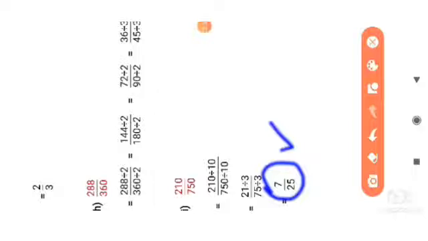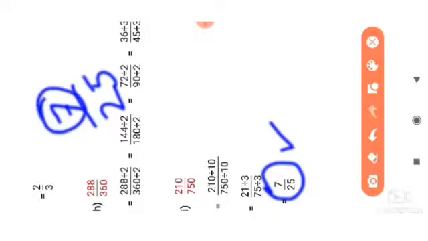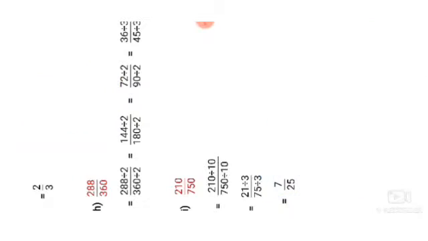So 7 by 25, 7 and 25. Is there any common factor? Just check. No. 7 is a prime number. As 7 is a prime number, there is no common factor. So we have to stop here. So the answer of this fraction 210 by 750, if we reduce it, will be 7 by 25. Now one more time I will show this sum.